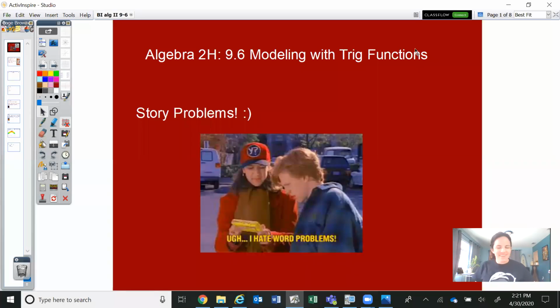Hello, Algebra 2, and welcome to 9.6, Modeling with Trig Functions. This is the last section in Chapter 9 that we'll be doing, and as you know, modeling means story problems. So I hope that you're excited about that.